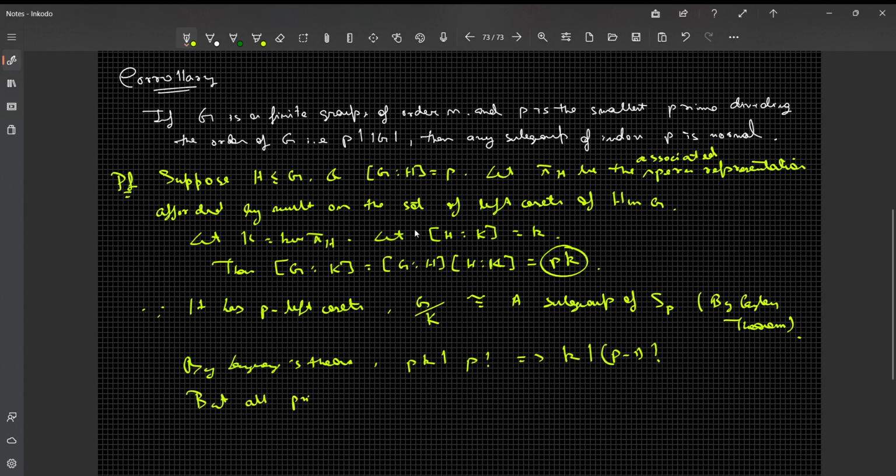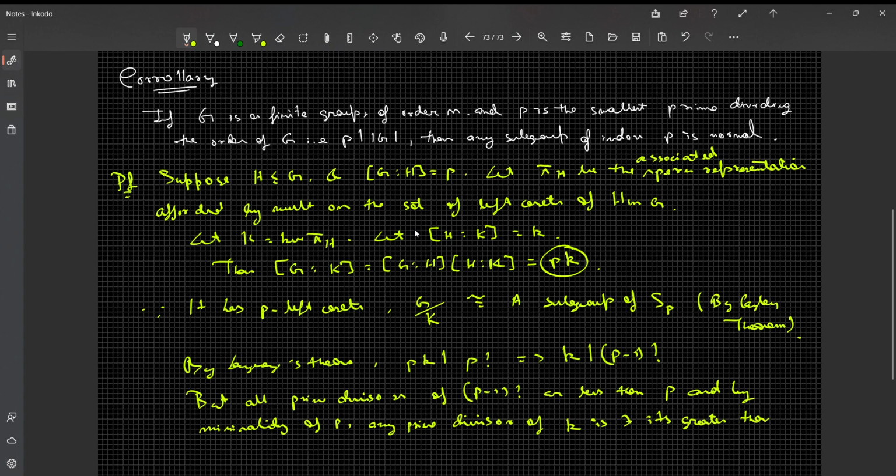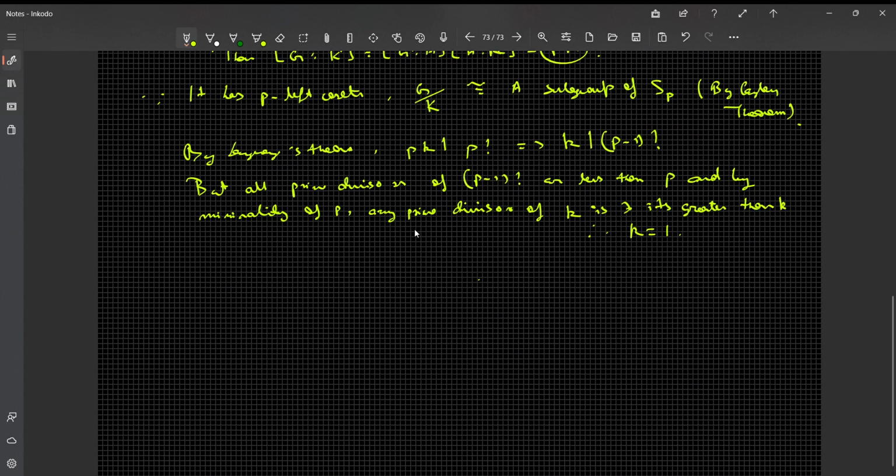But all prime divisors of P minus 1 factorial are less than P, which is pretty obvious. And by minimality of P, because we have considered P to be the smallest prime which divides the order of G, any prime divisor of k is such that it's greater than or equal to P. So therefore, the only possible value of k is 1, right? If k is 1, therefore H is the same as K, and K is normal in G, right? So H is normal in G. Clear?